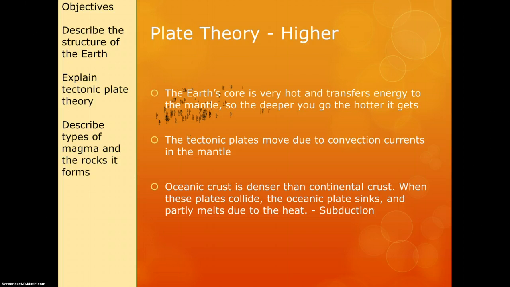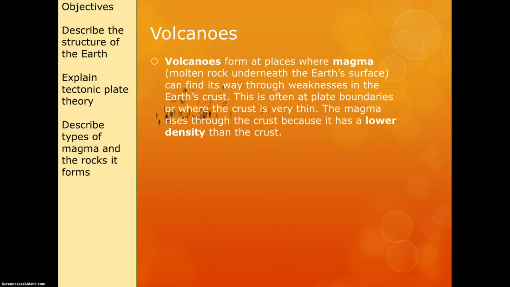And the other little bit that we need for higher is to know that oceanic crust is denser than continental crust. So if these two collide into each other, the oceanic plate will sink and a little bit of it will melt, which will often lead to a volcano, so the melted rock will get pushed back up again. The name of this process is called subduction. So sub as in going underneath, and duction is from the Latin to lead, so it sort of gets led underneath. Don't know if that'll help you remember in any way, shape or form, depends how good your Latin is.